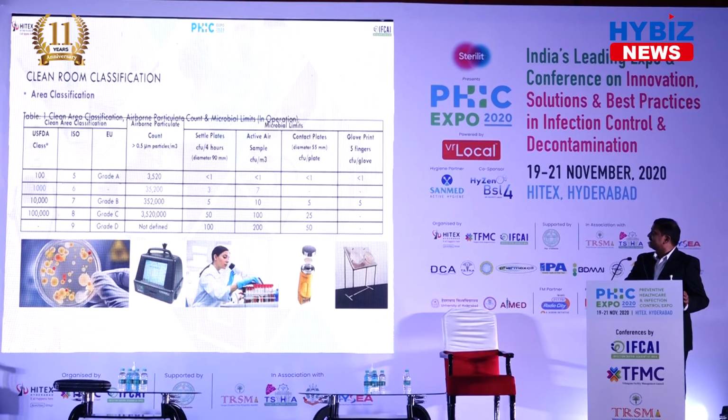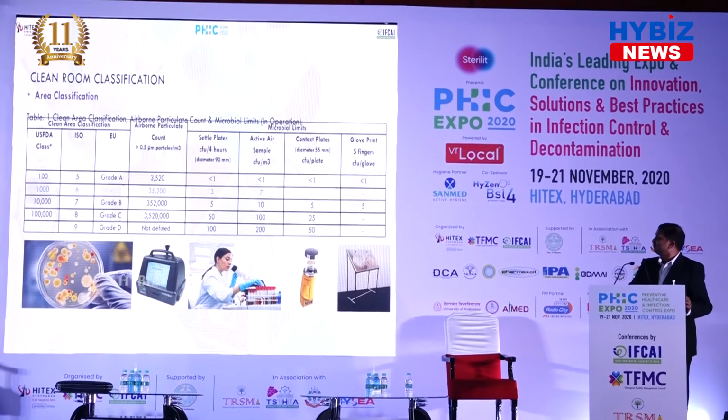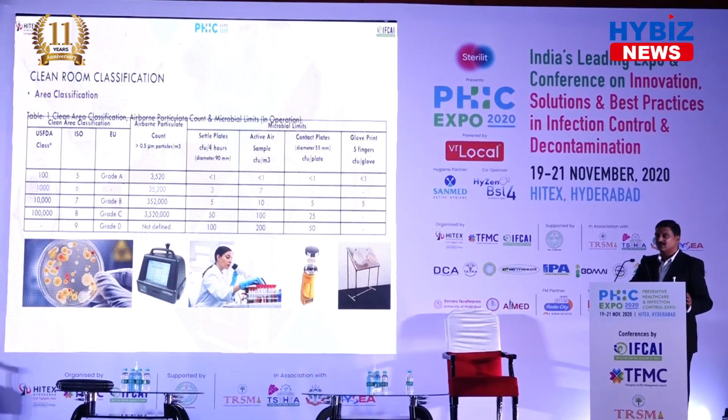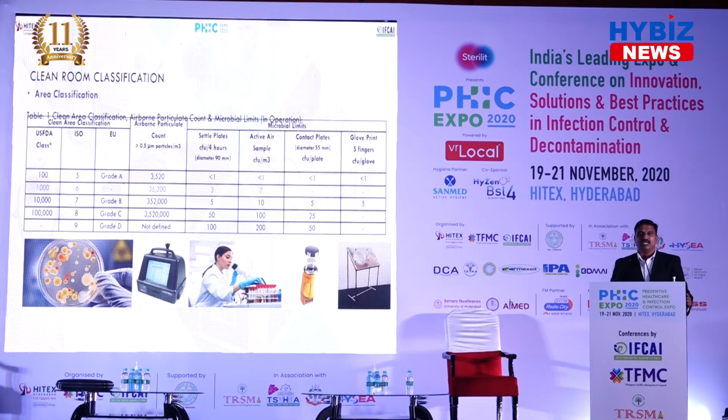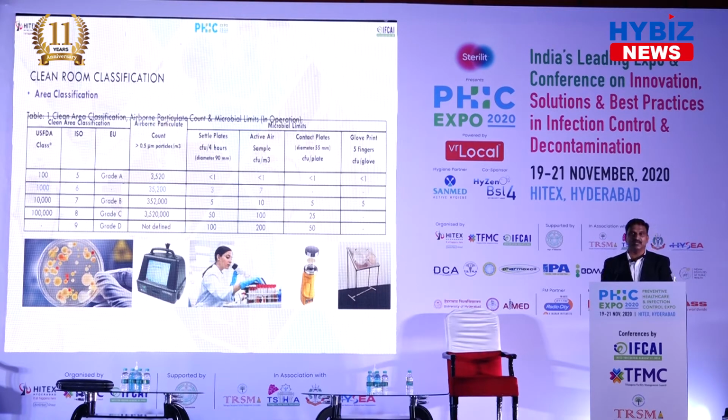Say grade A, the particulate limit for grade A is 3520, followed by grade B at 35200 and so on. For grade C it is 352000. These are the limits, and when these particulate parameters, particles greater than 0.5 micron per meter cube, are measured, they should meet this limit. And then the microbial limits.